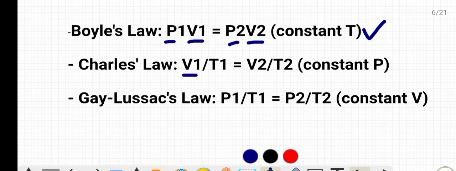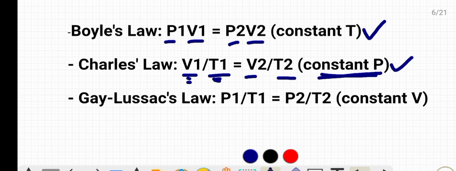Under Charles' law, we have the initial volume, the initial temperature, the final volume, and the final temperature. What's constant here is the pressure. Charles' law states that at constant pressure, the volume of a given mass of a gas varies directly proportionally to its temperature in Kelvin, of course. So volume varies directly proportionally to temperature in Kelvin, provided pressure is kept constant.